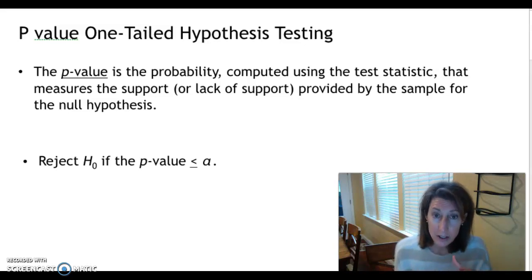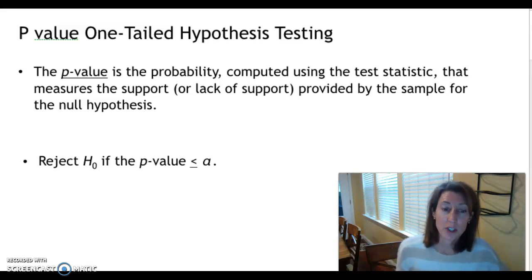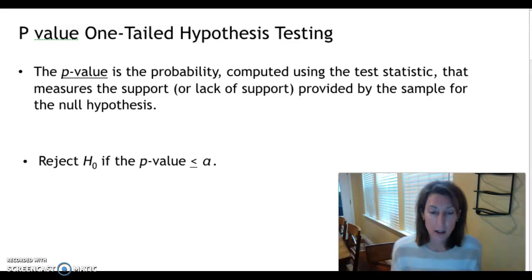Given that our null is true. So here is the rule for hypothesis testing. You are going to reject the null if the p-value is less than or equal to the alpha. Remember, the alpha is given. The p-value is going to be calculated by your calculator.